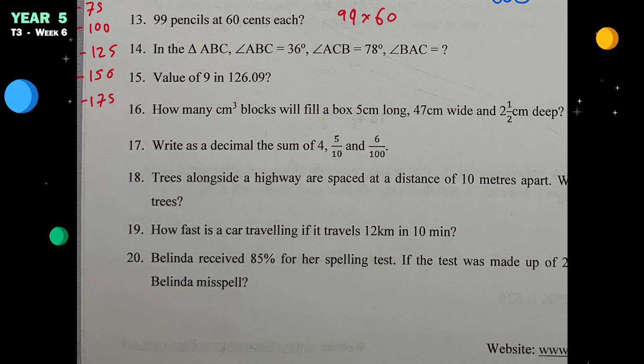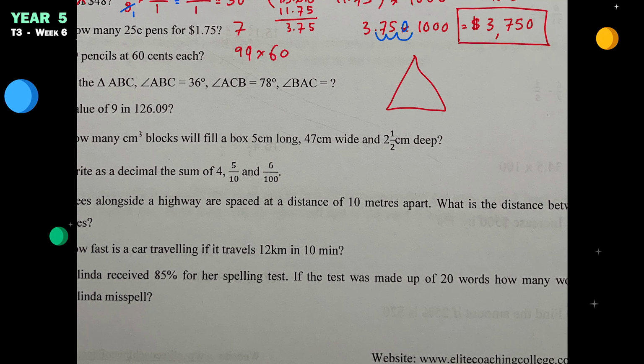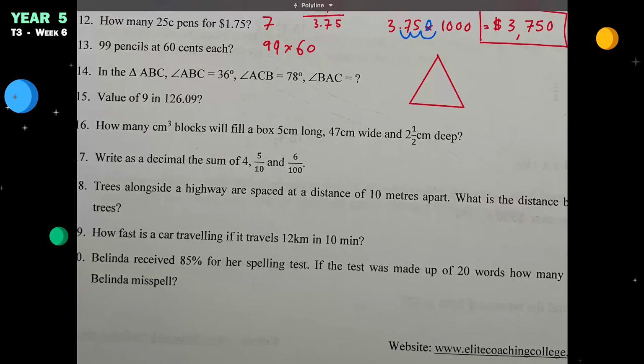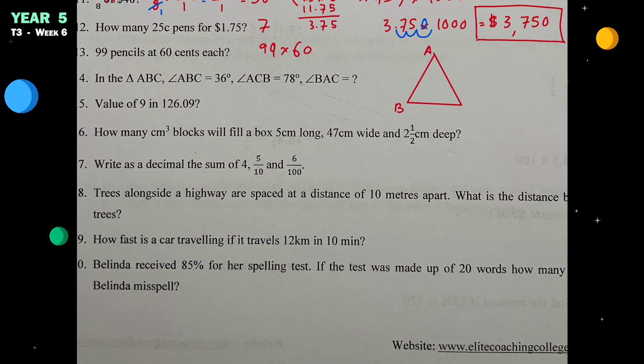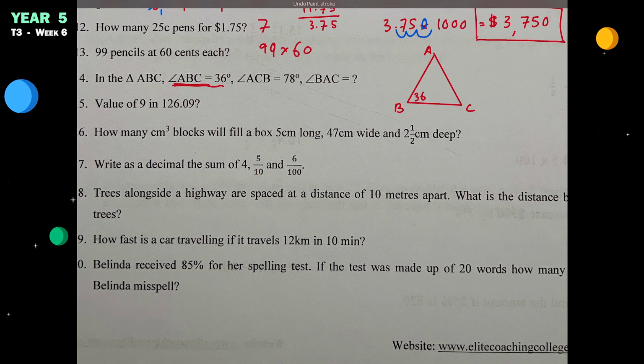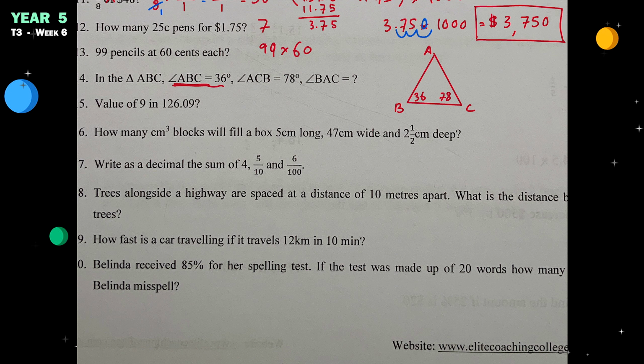In the triangle, okay, here's your triangle. There we go. A, B, C. In your triangle ABC, angle ABC is 36. So this angle here is 36. Angle ACB, that angle there, is 78. They say, what is the last angle? Sorry, BAC. What is this angle there?